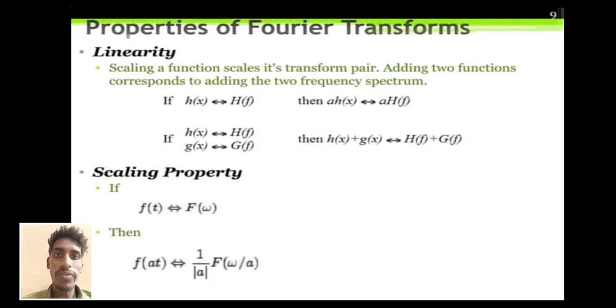That means instead of giving small letters, we need to give the capital letter. That is called the linearity property. Scaling property: if f of t is equal to F of omega, then f of at is equal to 1 by a times F of omega by a. This is the scaling property.